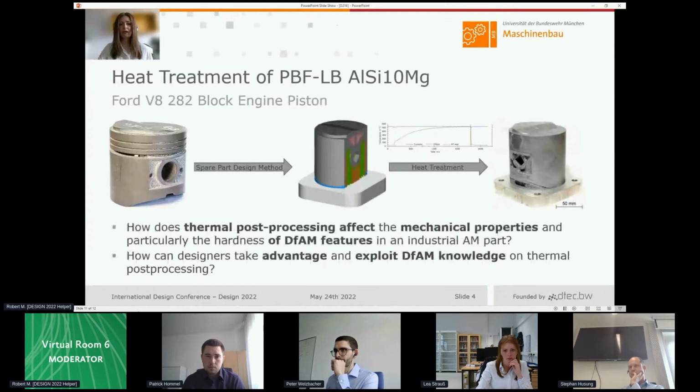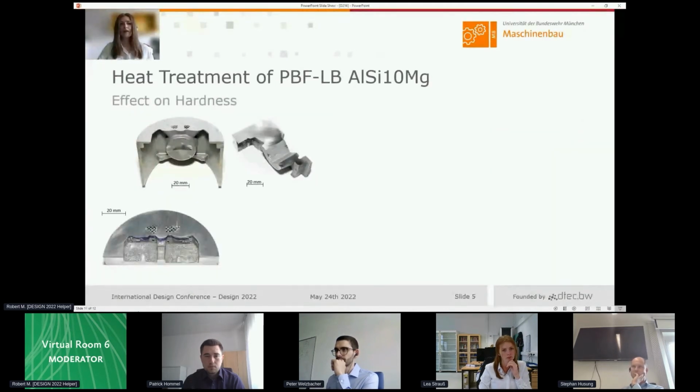In addition to the effect on the hardness, we also wanted to figure out how designers can take advantage and exploit DFAM knowledge on thermal post-processing. Here are our results. We performed different Vickers hardness measurements at various spots. For this, the piston was cut into several slices and polished before measuring. For the profiles A to D, the effect of the heat treatment on different wall thicknesses can be seen.